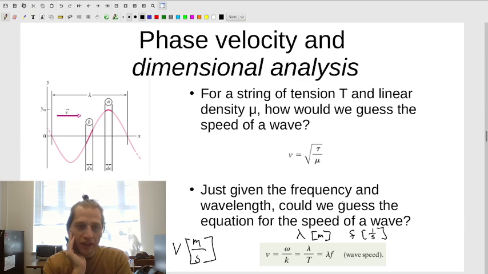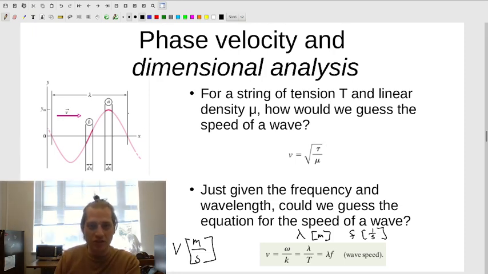In your book, they give a nice analysis of a string of tension T, and then they talk all about displacing it and trying to apply Newton's second law. I think that this is a good way to try to guess. If you have a string with tension T and a linear density mu, they give us their final answer. How could we guess this with dimensional analysis? So we need to get something out that has units of v, something that has units of meters per second.